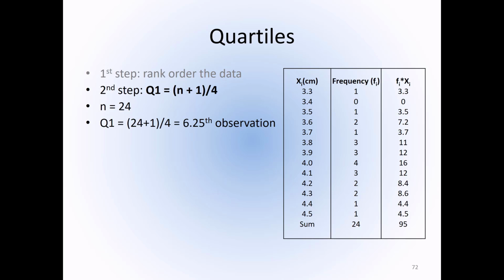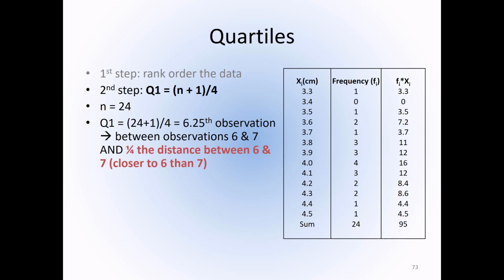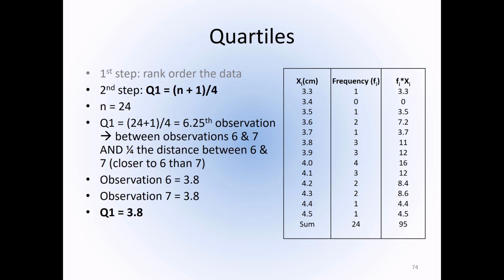So somewhere between observation 6 and observation 7. If we then go through and figure out which these two observations are, observation 6 and observation 7, they both happen to have the same value, 3.8 centimeters. So we don't need to do any math in this particular situation. Our quartile 1 is 3.8 centimeters.